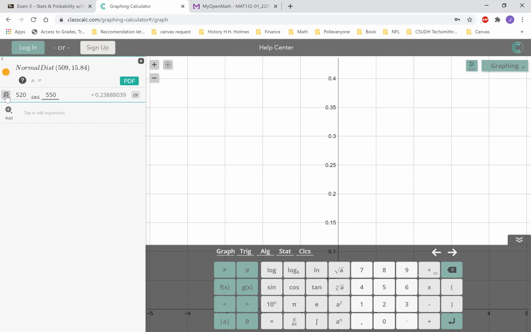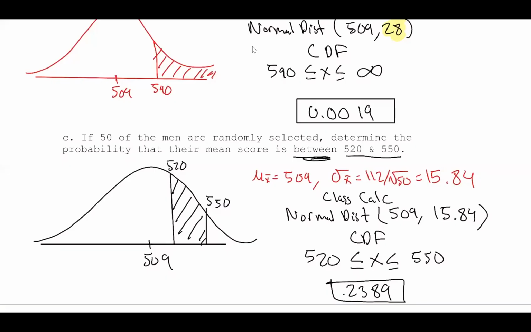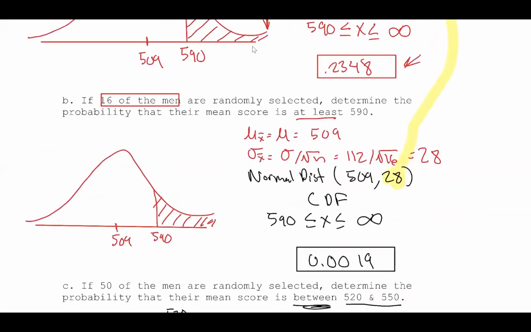So the probability that somebody scored between 520 and 550 is 0.2389. And that's it in regard to the last problem. Any question in regard to that last prompt? All right, so we're all done with C. Cool. All right, so we're all done with all of these problems.